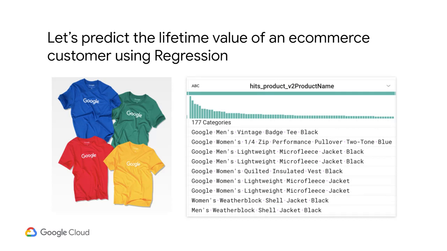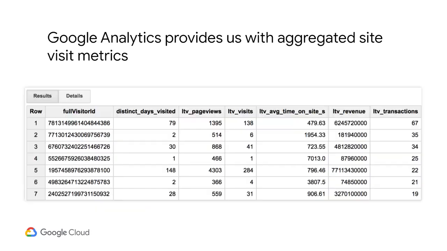Our goal is to better target high-value customers to our e-commerce site throughout the customer life cycle with special promotions and incentives. After exploring the data, we can provide a number of useful fields to the model, like the number of different days a visitor has been to our website, how many lifetime page views, how many total visits, what is the average time on site, the total revenue brought in, and the count of e-commerce transactions on our site.